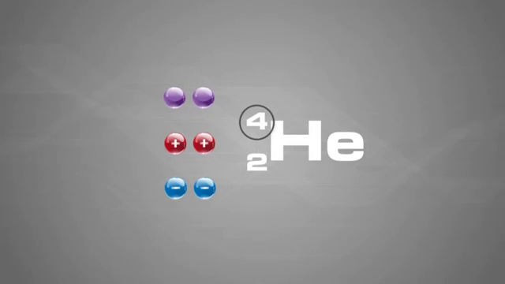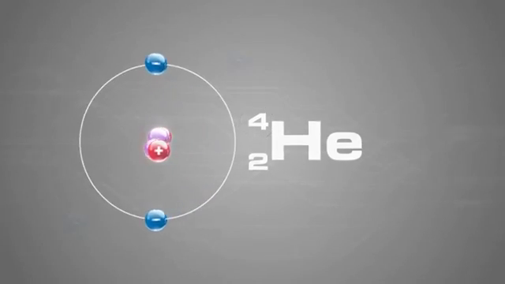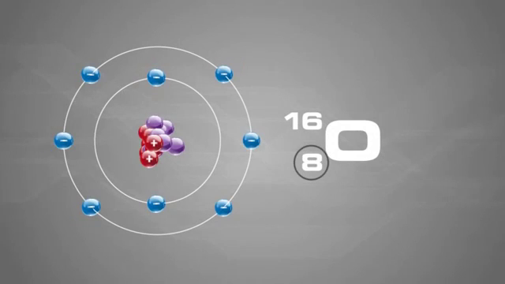The number above the symbol is the nucleon number. It's the total number of protons plus the total number of neutrons. The oxygen atom shown here has 8 protons in its nucleus and therefore must have 8 electrons. The nucleon number is 16. Since 8 of those are protons, the other 8 must be neutrons.